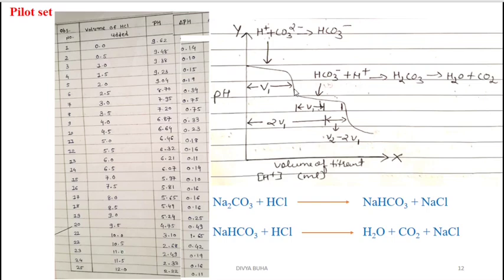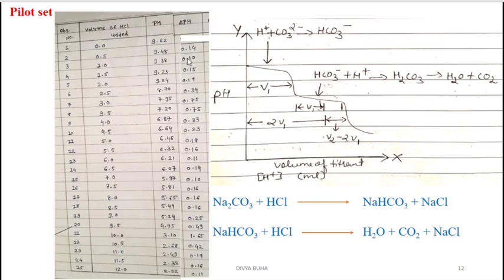So over here you will be getting the two equivalence points. At the first equivalence point, half neutralization of the Na2CO3 would occur, and at the second neutralization reaction, NaHCO3 which has been obtained over here would get neutralized, as well as the NaOH which is already present in the sample would get neutralized.